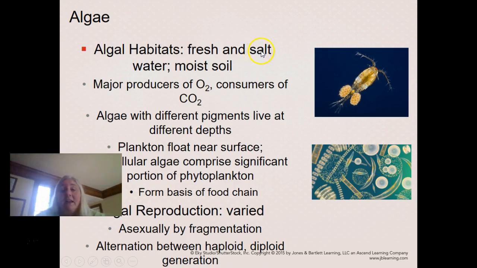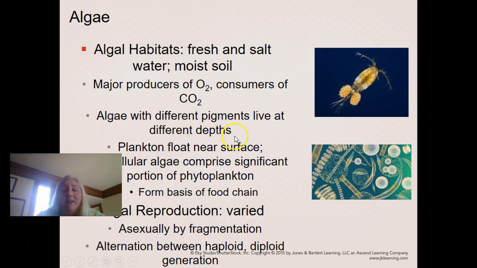Algae always live in very wet environments in general, either fresh or salt waters. Some algae can grow on very moist soils, but in general, just assume they're going to be found in waters. Algae are the biggest producers of oxygen. So without algae, we would die. And they take in a lot of our carbon dioxide, so they help to combat global warming.